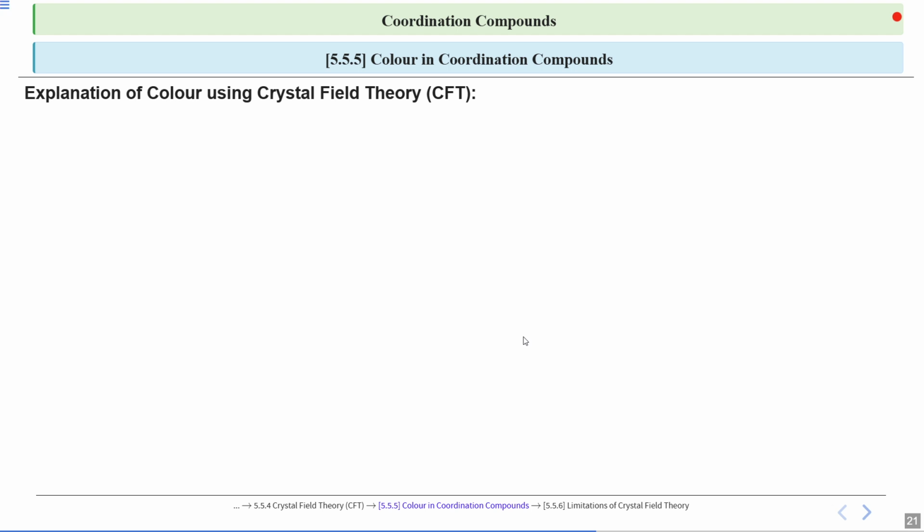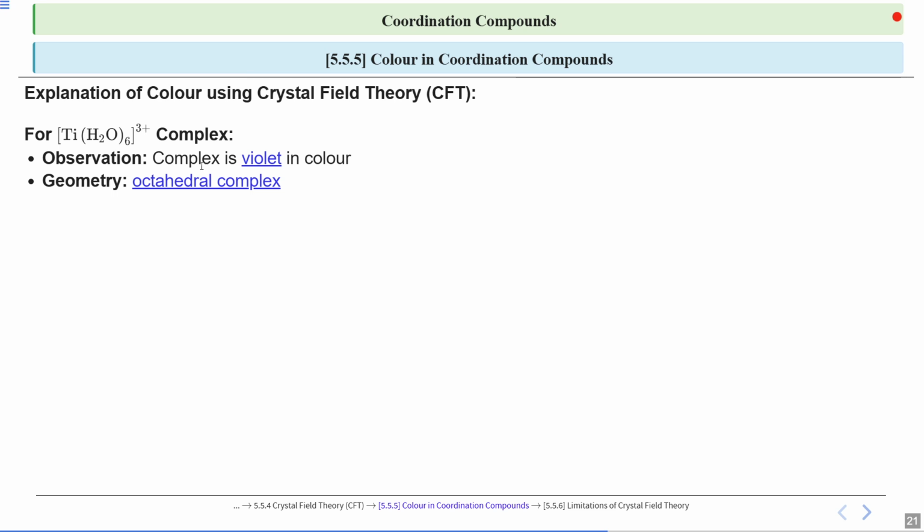Explanation of color using the crystal field theory. How can you relate the color of the complex with the crystal field theory? Understand this for the complex titanium hexaaqua, [Ti(H2O)6]3+. The observation is that the complex is violet in color. The geometry it has is octahedral. You can see 6 ligands around the titanium binding to it, so the geometry will be octahedral.